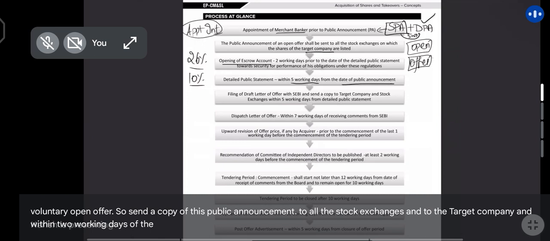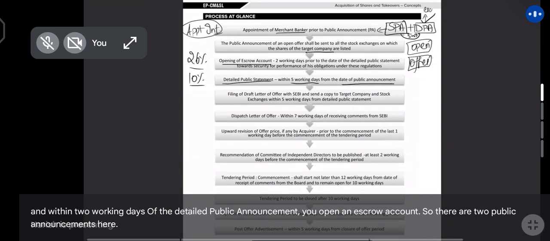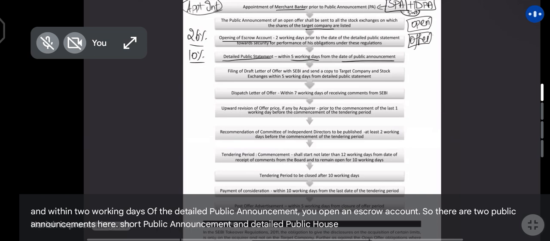Within that, you make the detailed public announcement stating how much price you will pay for these shares, which bank is helping you, which merchant banker is helping you, etc. And 2 days before the detailed public announcement, you should have deposited the money in the escrow account. Once this process is done, the process goes back to your buyback type of status.